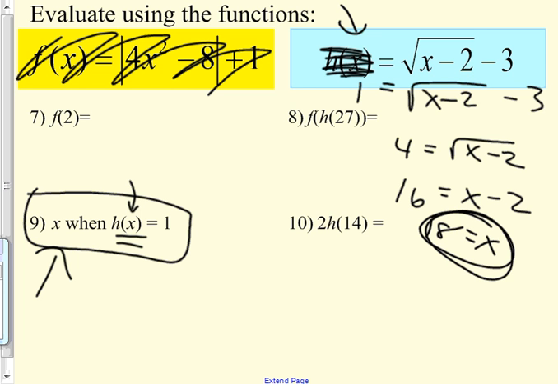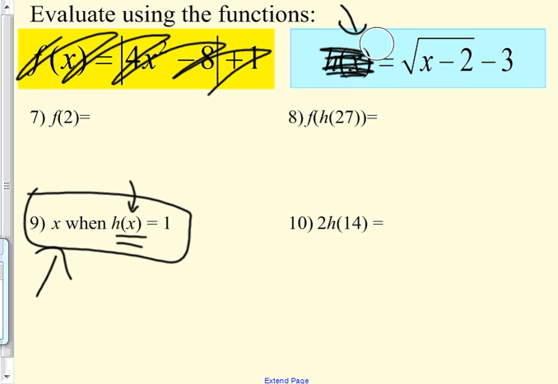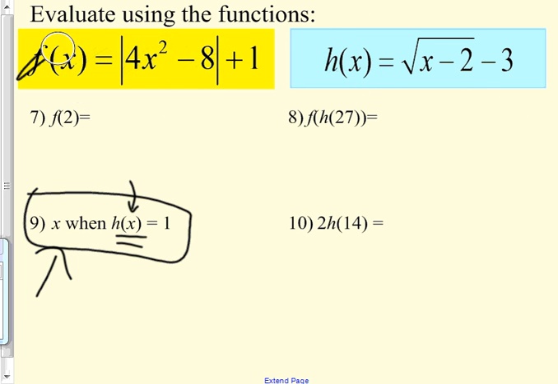Did anybody have 18 for an answer? Awesome. That was a tough one. Okay, this next one: 2h of 14. Again, I think that's an easy one, because all you have to do is figure out h of 14 and then double it. Piece of cake. So figure out h of 14.